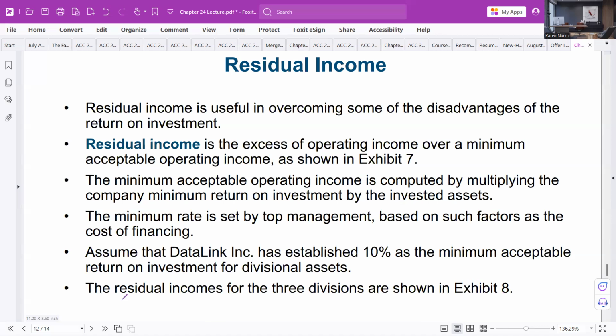So the residual income measure is sometimes used in addition to the ROI, and it gets around some of those disadvantages because the focus is not on managing to a percentage. The focus is on generating additional income. What residual means is the excess, or what's left over. So the purpose of the residual income measure is to measure the additional or the excess income that is generated by the business. And what we mean by excess is there's some minimum, and we want to look at the operating income in excess of that minimum that is required.